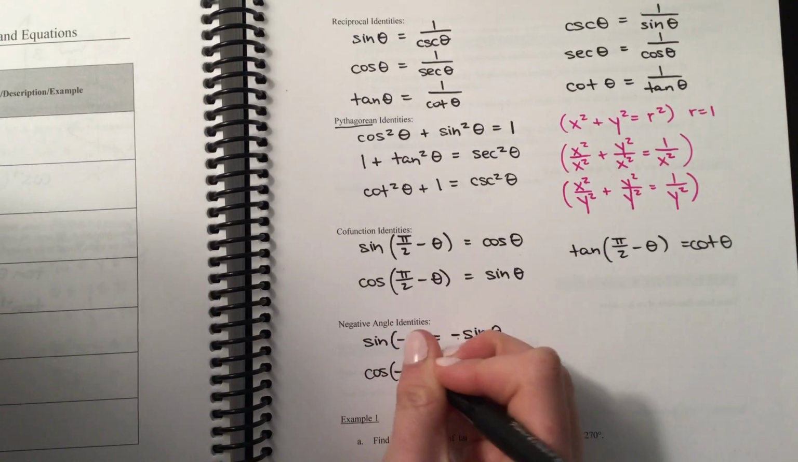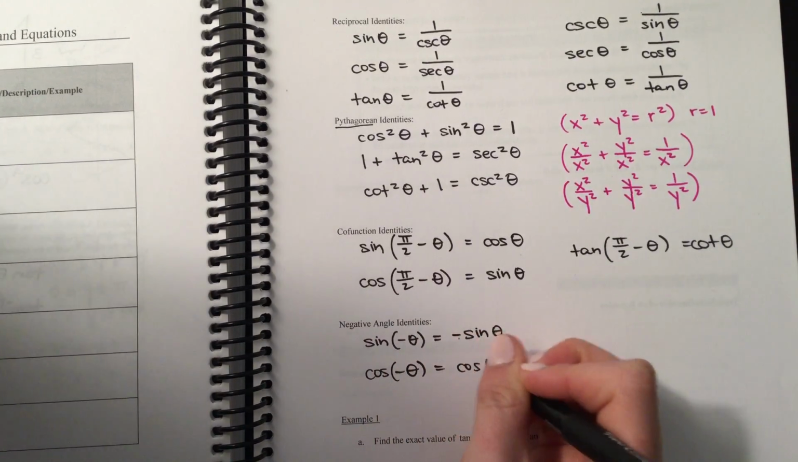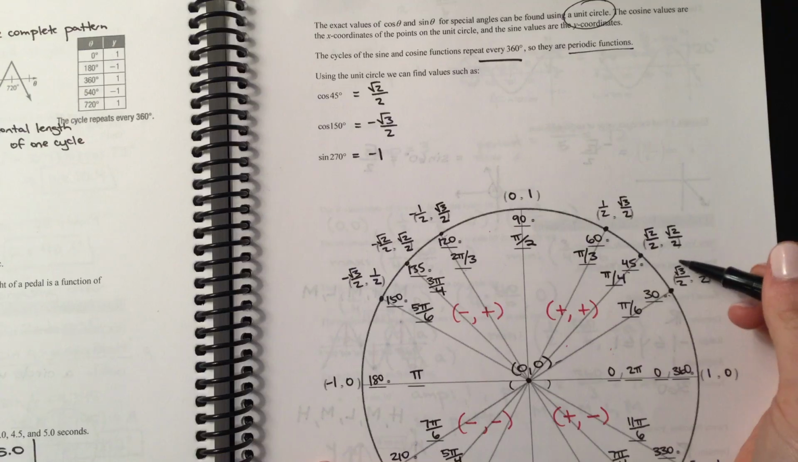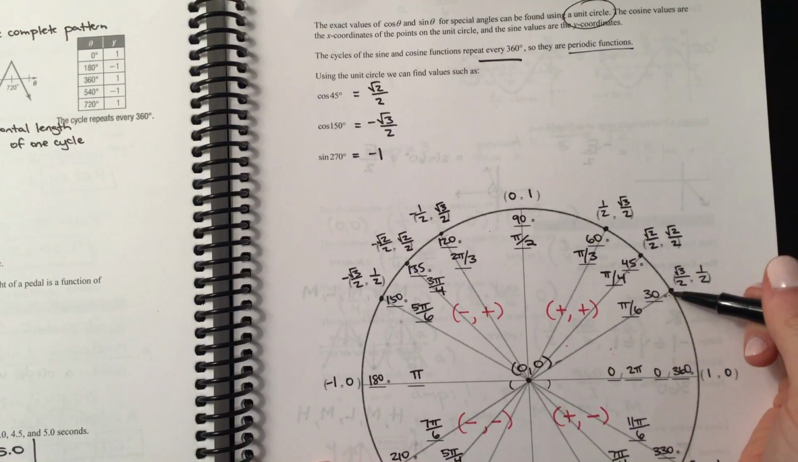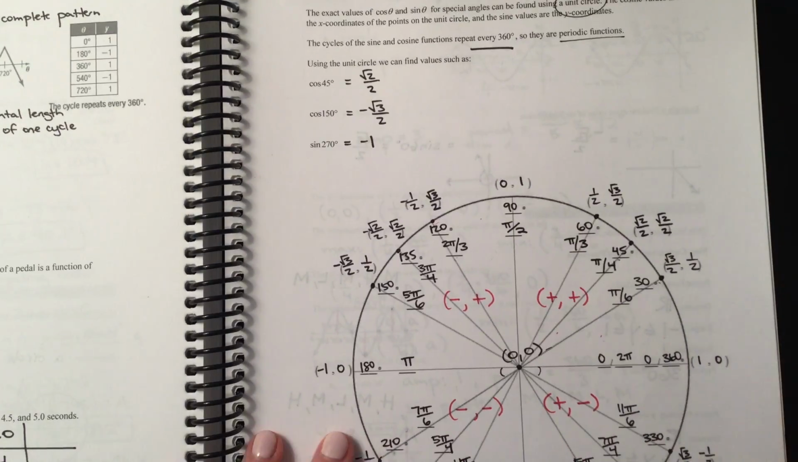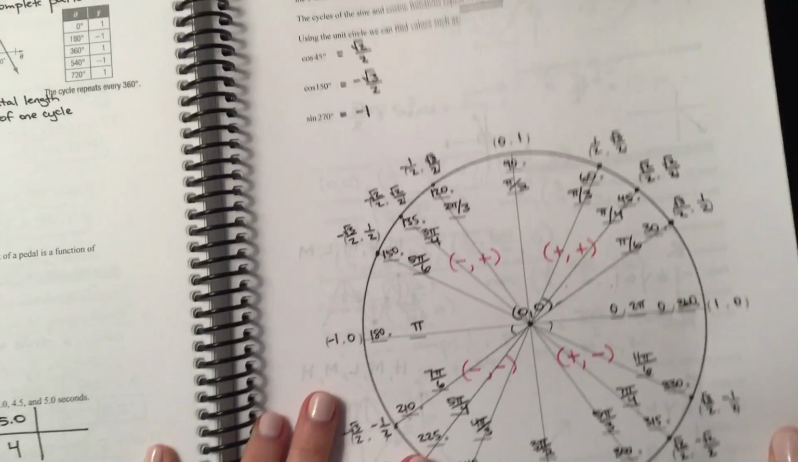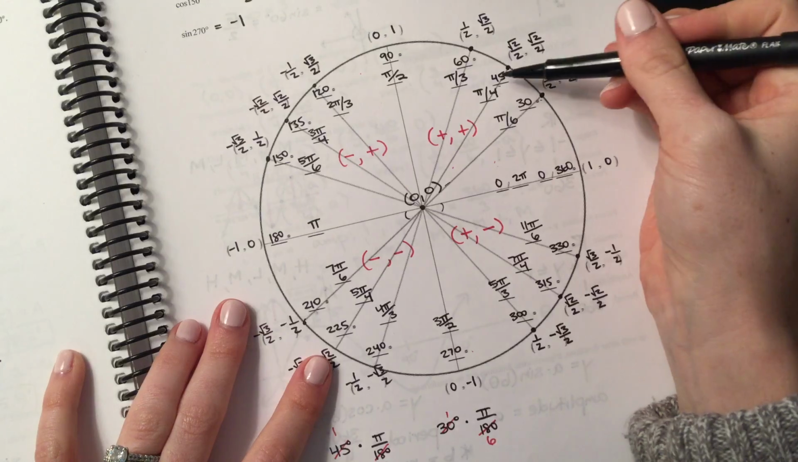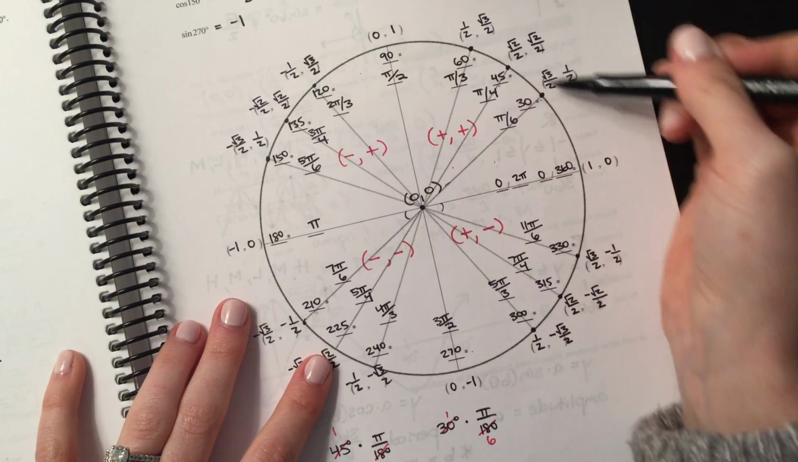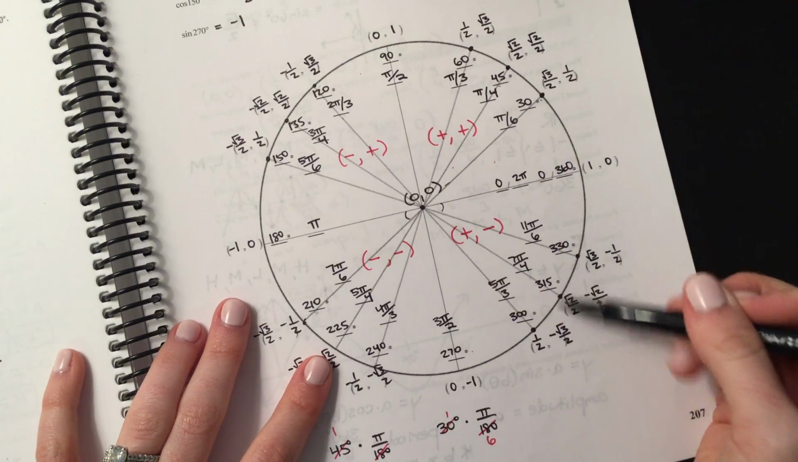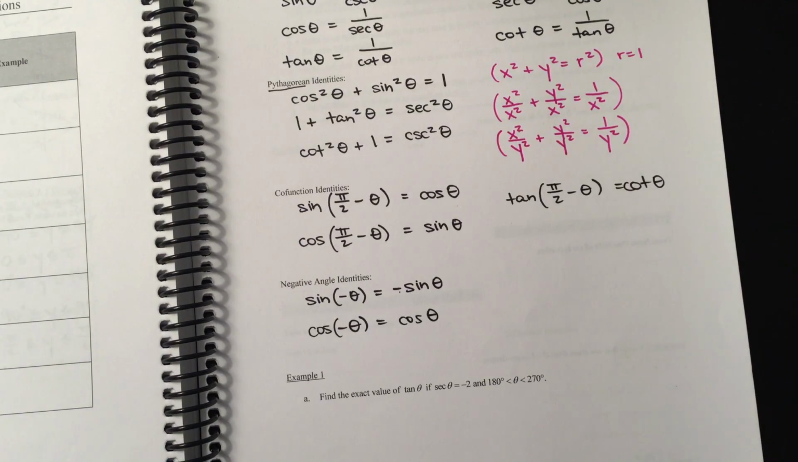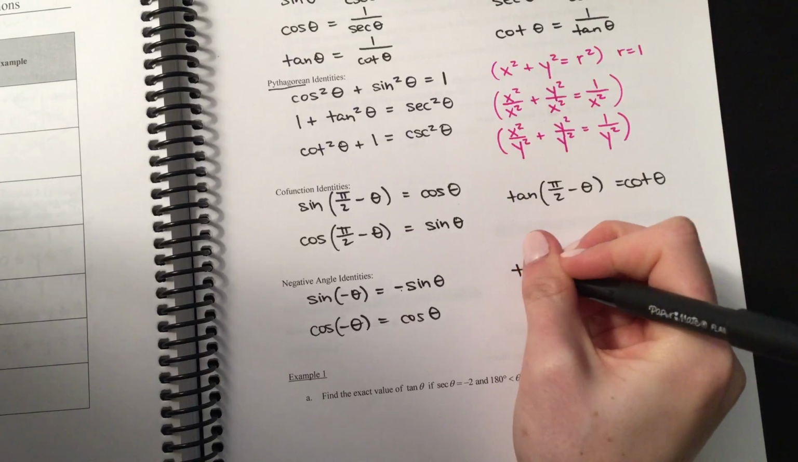Second one is cosine. Cosine actually says the cosine of the negative angle is just the same as the cosine of the original angle. And I'll show you that on the unit circle as well. So if I take any of these, cosine of 30 is positive root 3 over 2. Cosine of negative 30 is also positive root 3 over 2. Same thing with 45. Cosine of 45 is root 2 over 2. Cosine of negative 45 is also root 2 over 2. So those values are the same. And then tangent is also the opposite, just like sine.